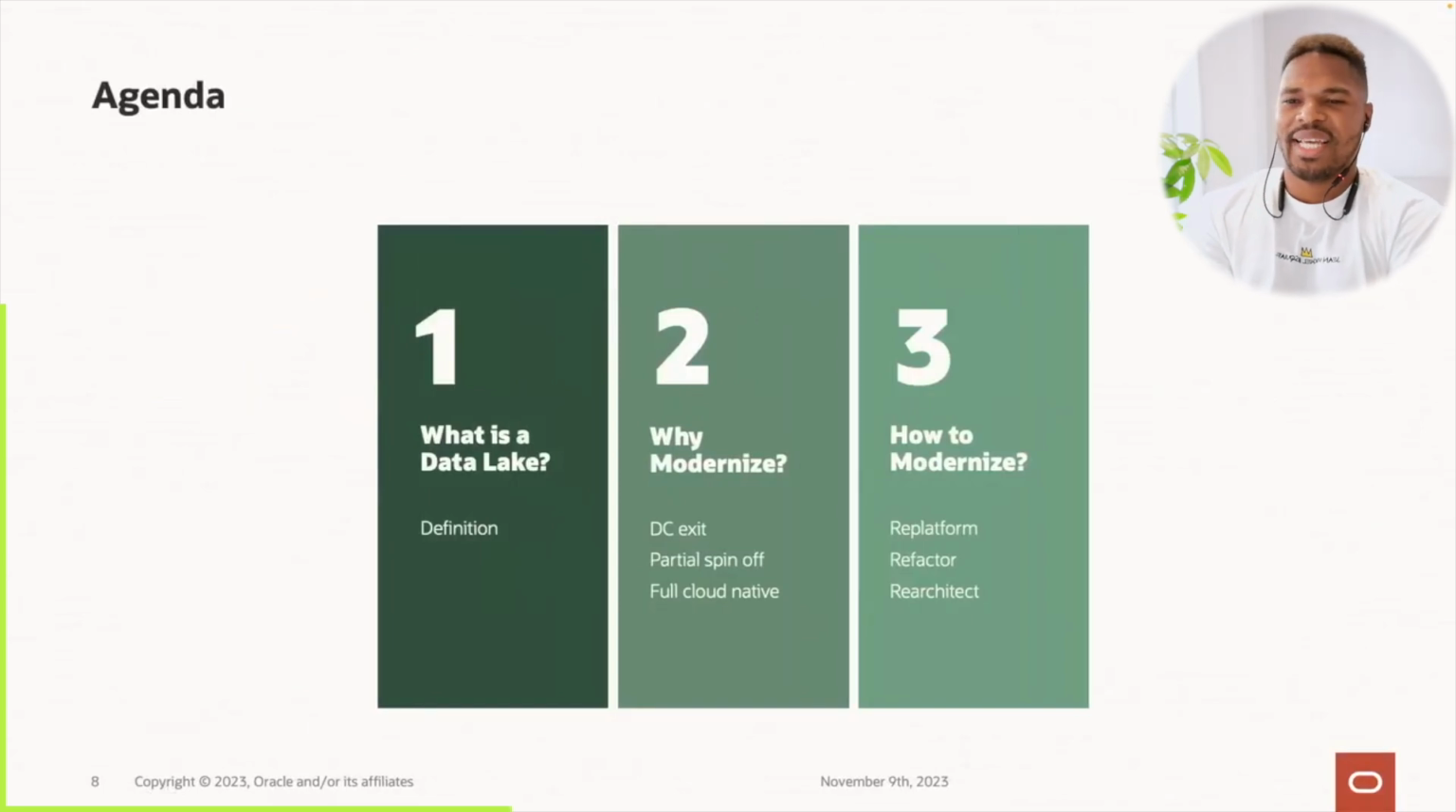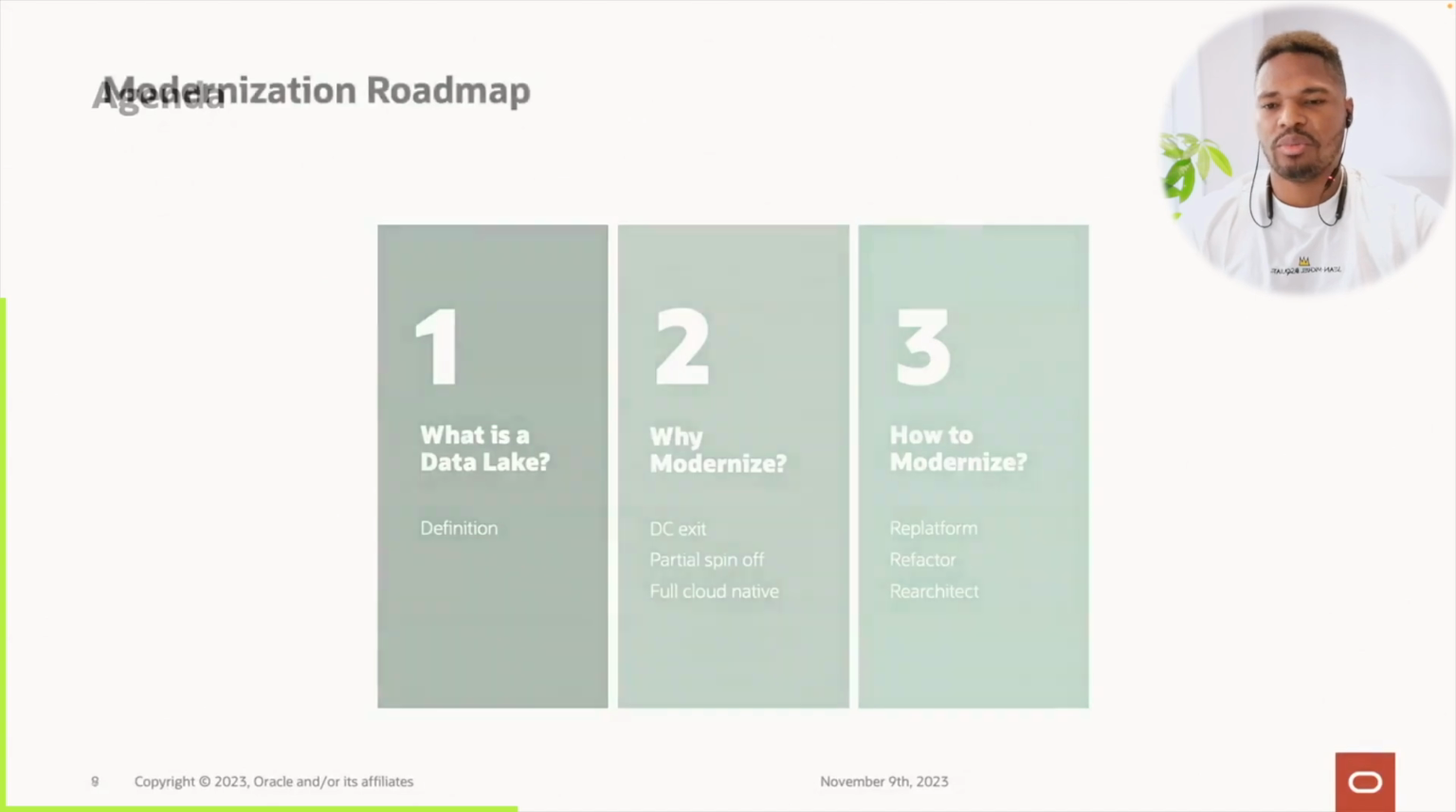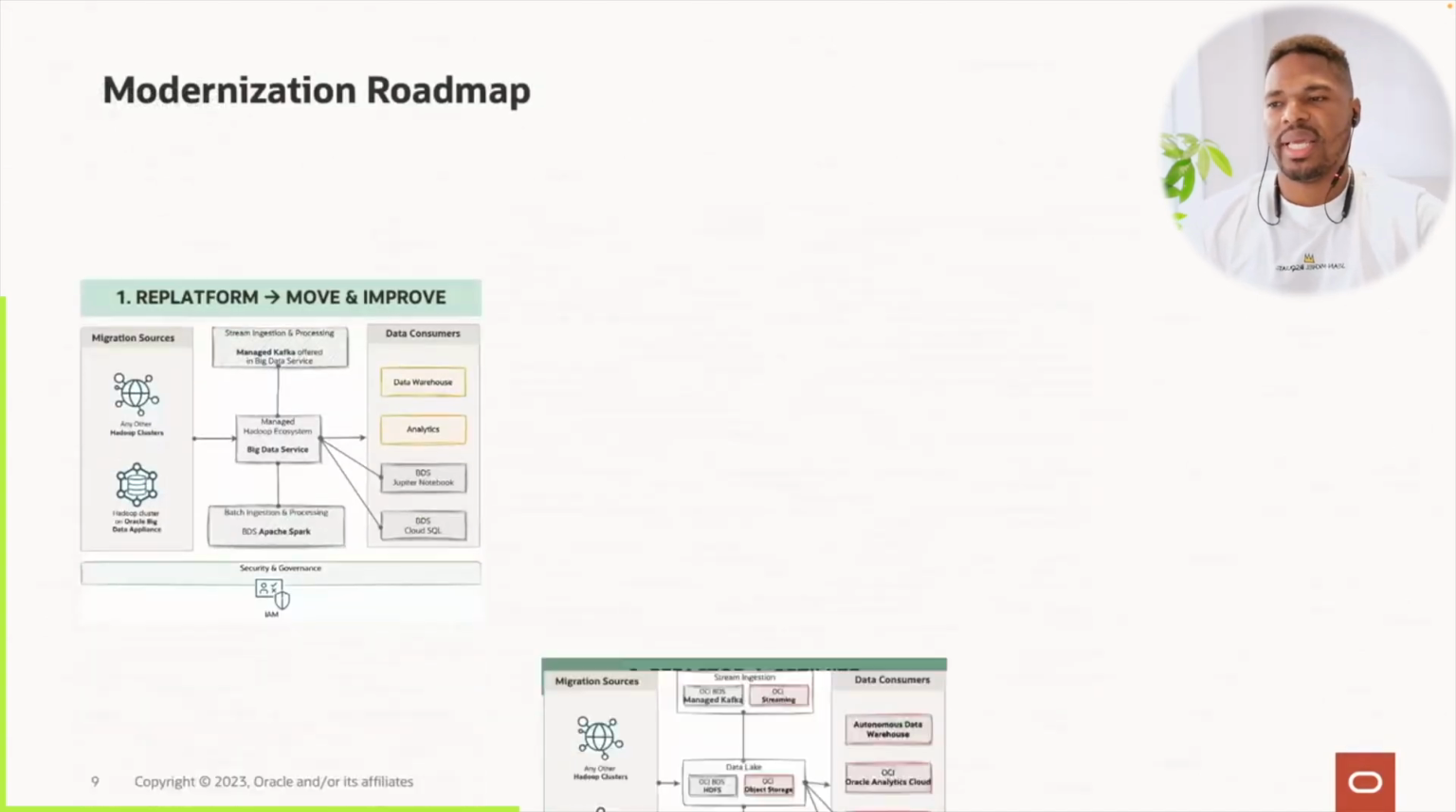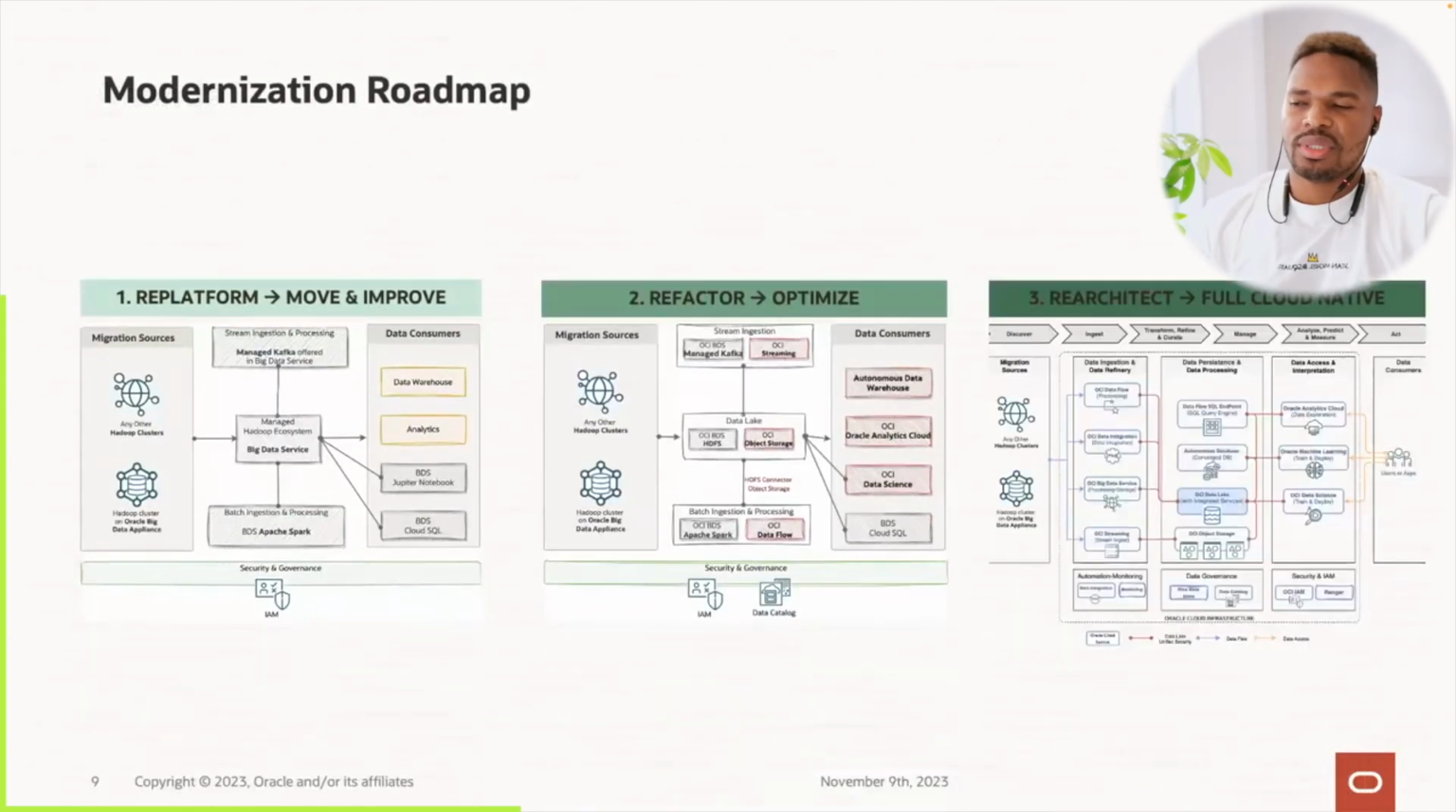Now back to the agenda again, and it is on this third point that we will spend the most time, and it's all about how to modernize. So how to modernize your data lake, we will explore three options or three steps in terms of migration roadmap. The first one will be to replatform. On the second one, we will try to refactor the data lake.